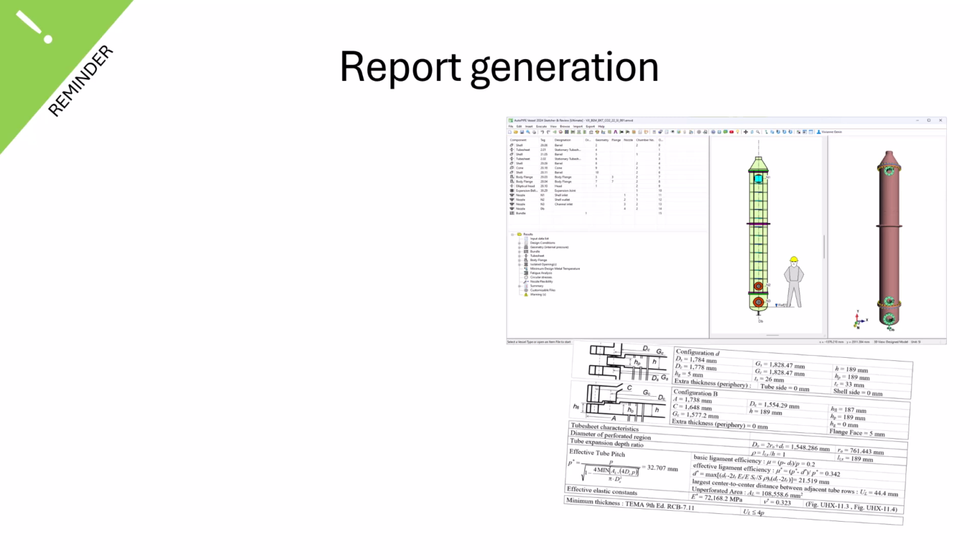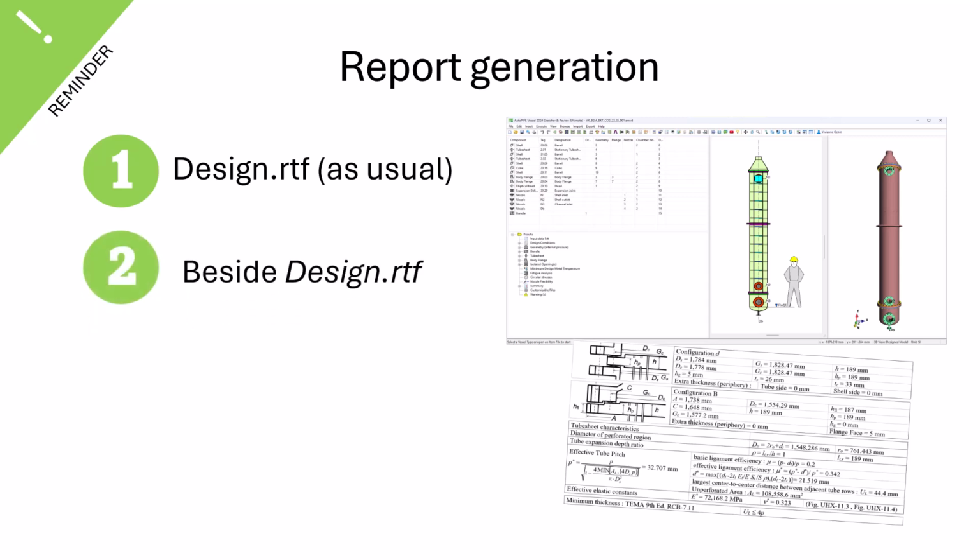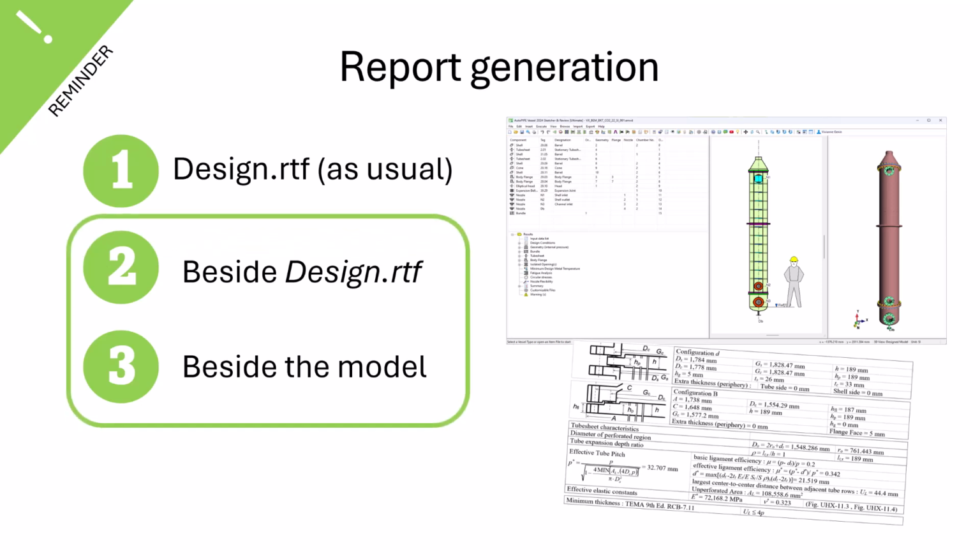Since last version, you can choose among three report generation modes. First, the legacy design RTF that only allows you to access the results of the last model calculated. Second option, your report can have the model's name and be saved in the working directory, just beside design RTF as before. And then last option, have the model's name and be saved beside the models. These two last options allow you to keep a copy of the last results for that model. Results will not be overwritten and thus you can recover them anytime in the future.